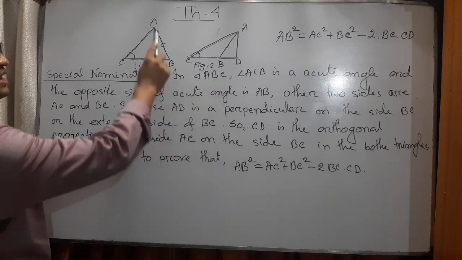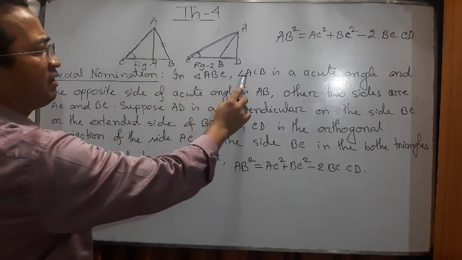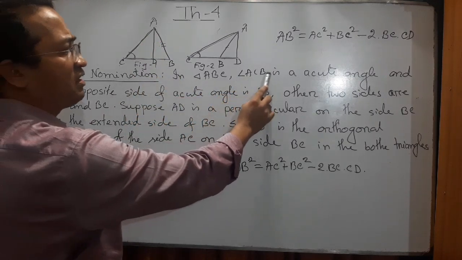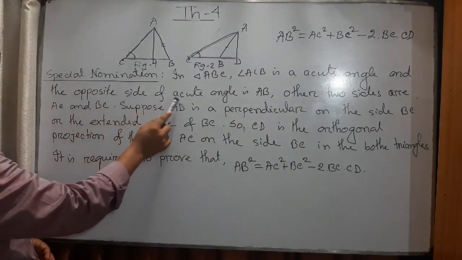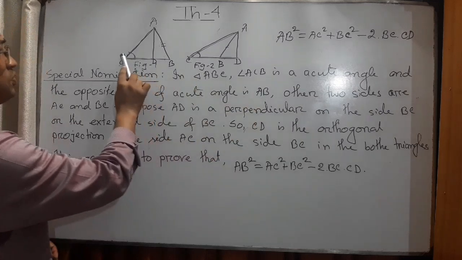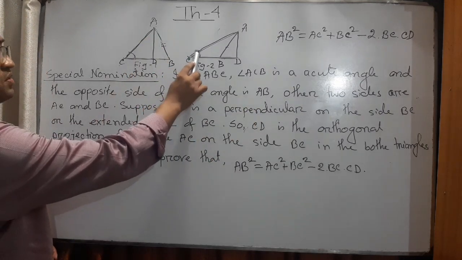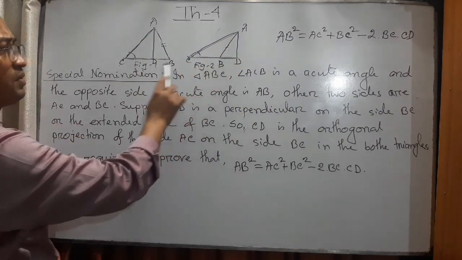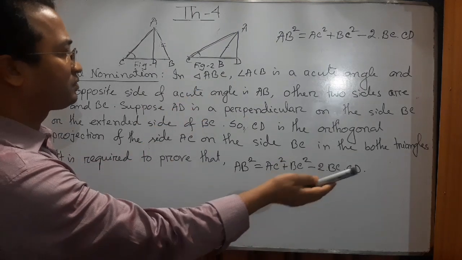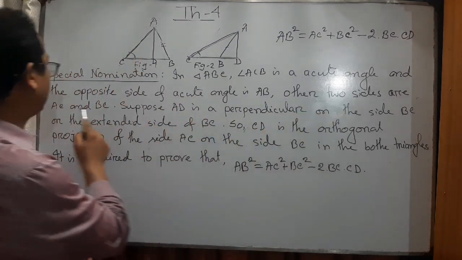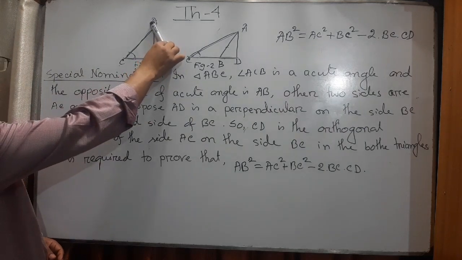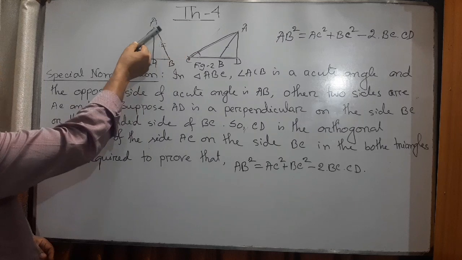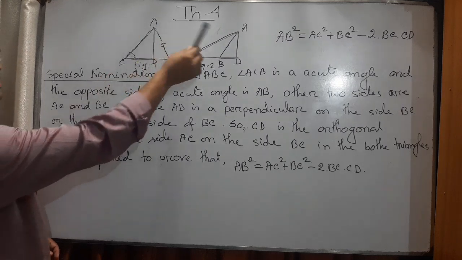In triangle ABC, let angle ACB be an acute angle, and the opposite side of the acute angle is AB in both figures. The other two sides are AC and BC. Look, AB is the opposite side of the acute angle, so the other two sides will be AC and BC.